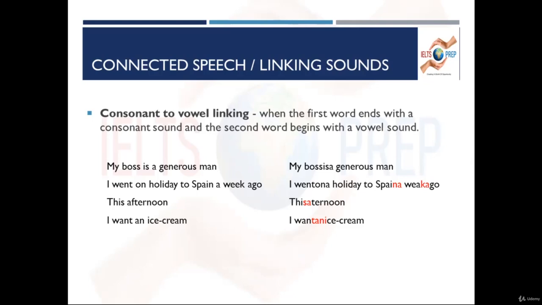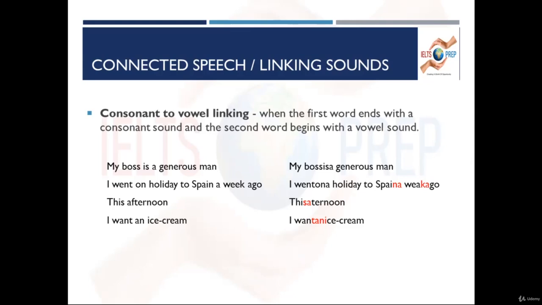All right, there are a couple of different ways that we use connected speech. And the first one that we're going to look at is consonant to vowel linking. So it's linking of sounds. Now, when the first word ends with a consonant sound, and it's not about the spelling, it's about the last sound that you hear in the word. So is the last sound that you hear a consonant sound? And then the second word begins with a vowel sound. We're going to link them together. So it will sound like one continuous sound rather than two individual words.